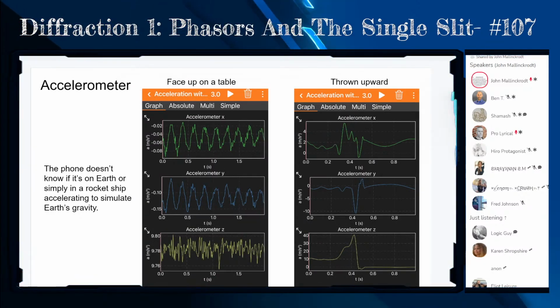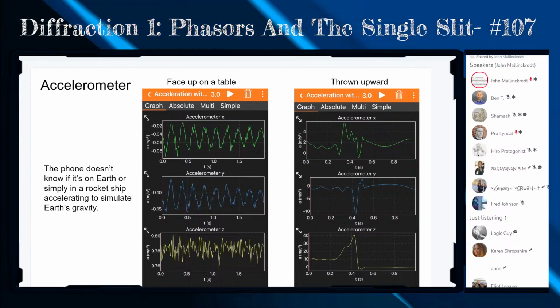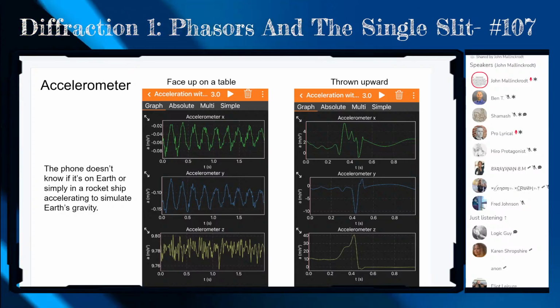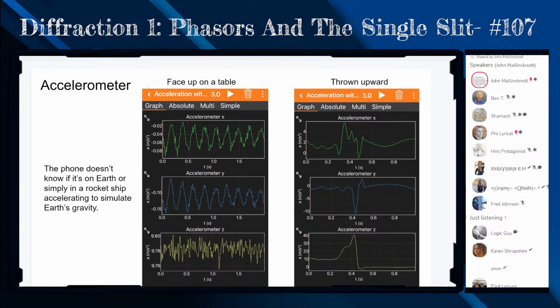Well, let's move on to the accelerometer. This is probably my favorite sensor in the whole thing. The accelerometer is the way the phone discovers how fast its velocity is changing. And one of the best things about it is it understands what Einstein called the most wonderful thought of his lifetime, or something like that, and that is that a falling person can't feel gravity. There's no gravity when you're falling.